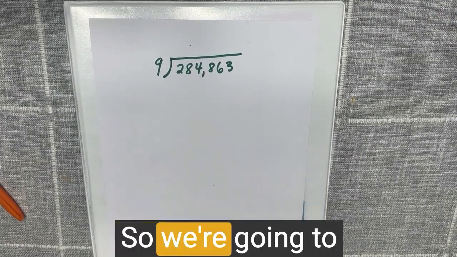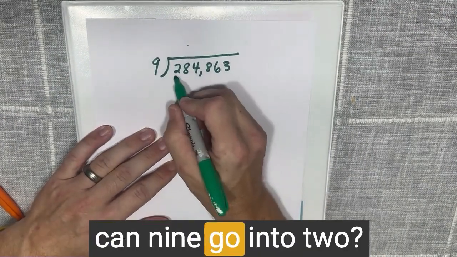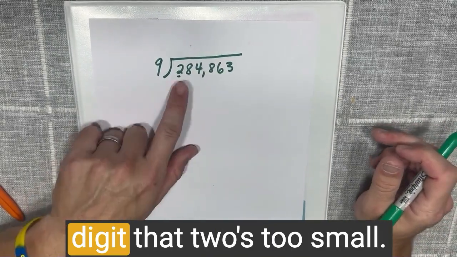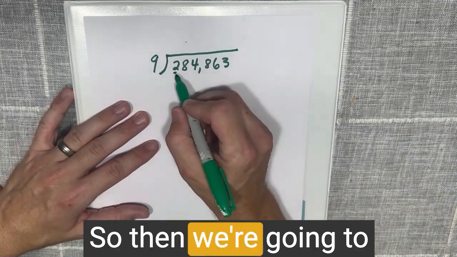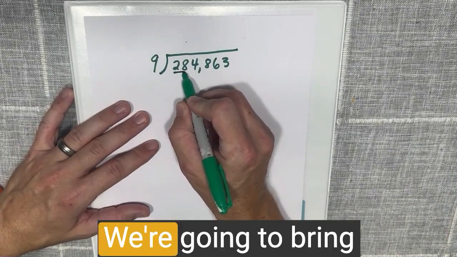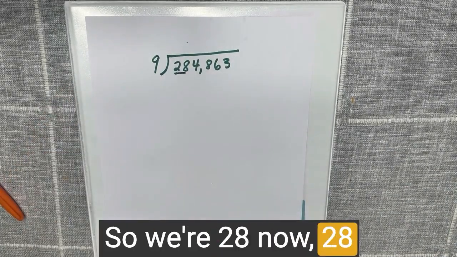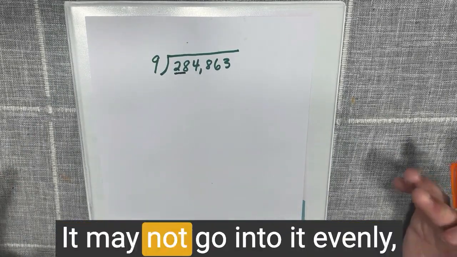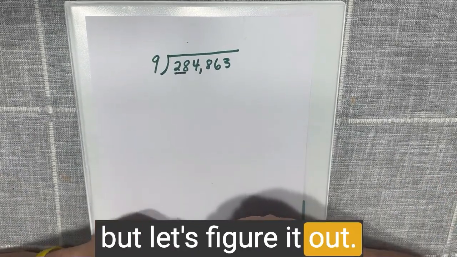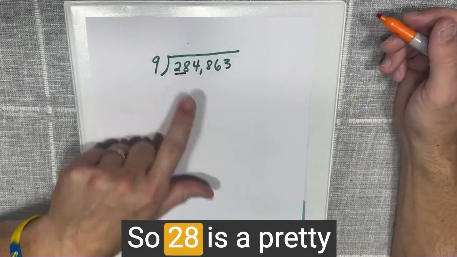Okay. So we're going to see how many times can 9 go into 2. We always check that first digit. That 2's too small. We said, okay, not big enough. So then we're going to go to the next number. We're going to bring that 8 there. So we're 28. Now 28 is bigger than 9. So that means we know that 9 can go into 28. May not go into it evenly, but let's figure it out. All right. So 28 is a pretty decent number.